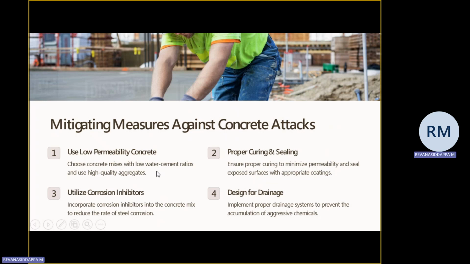Use a concrete mix with a low water cement ratio and use high quality aggregates. And second one is proper curing and sealing. Ensure proper curing to minimize permeability and seal exposed surfaces with appropriate coatings. And third one is utilize corrosion inhibitors. Incorporate corrosion inhibitors into the concrete mix to reduce the rate of steel corrosion. Design for drainage: implement a proper drainage system to prevent the accumulation of aggressive chemicals.